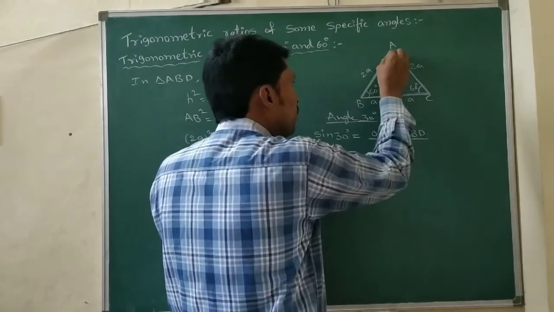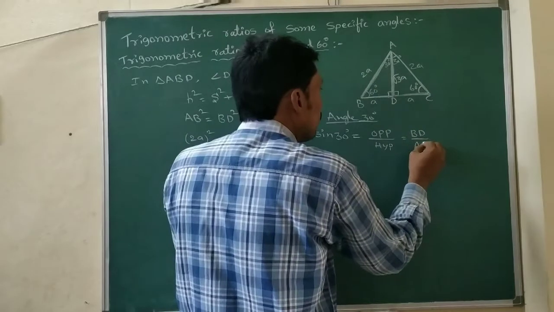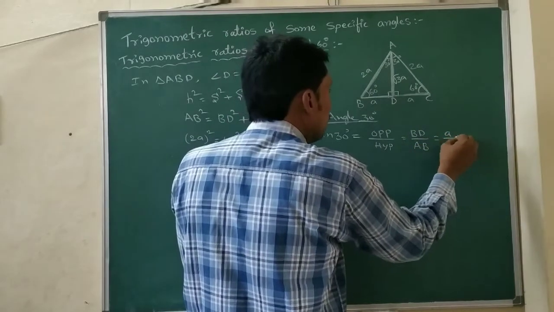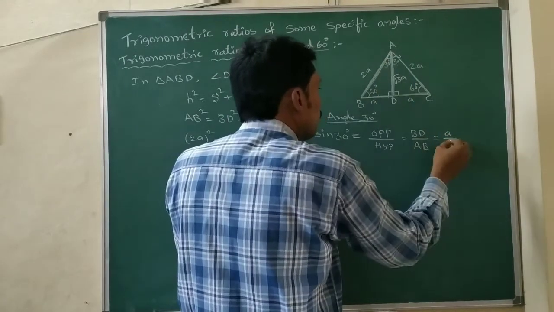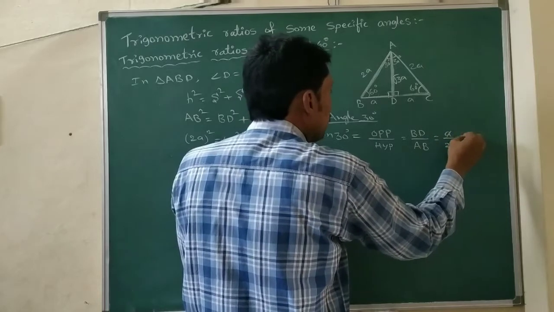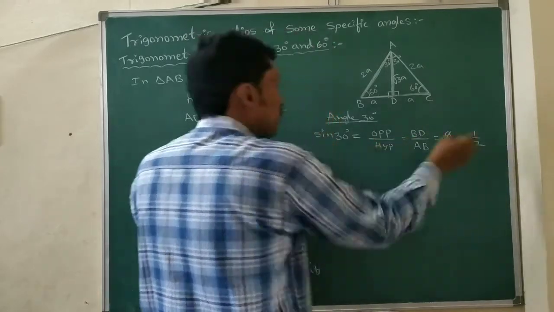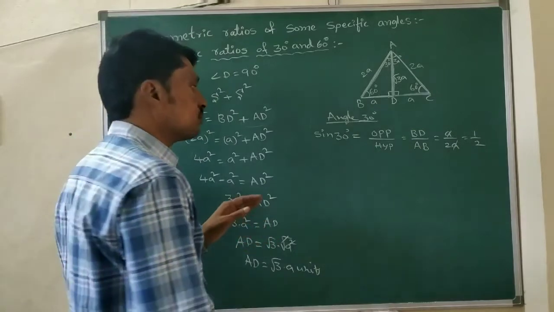BD by hypotenuse is AB. That equals A by AB, whose value is 2A. The A's get cancelled, that equals 1 by 2. So sin 30 we got is 1 by 2.